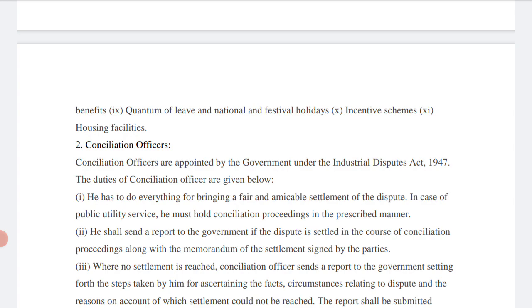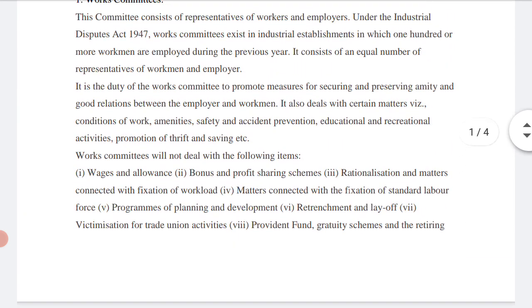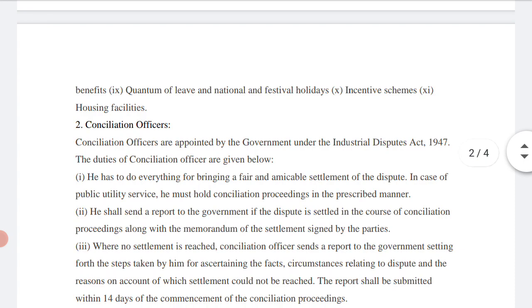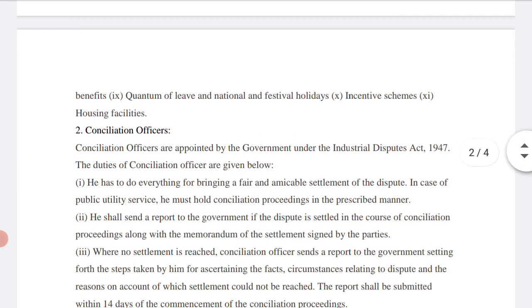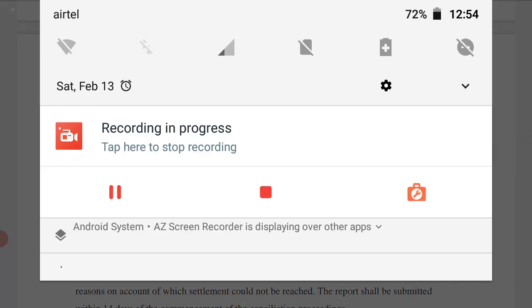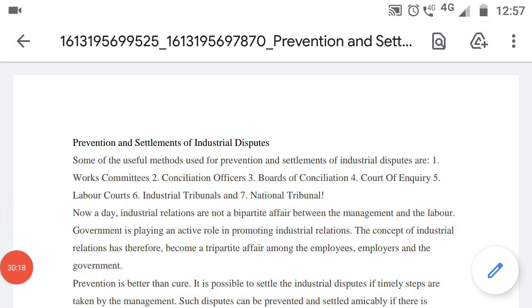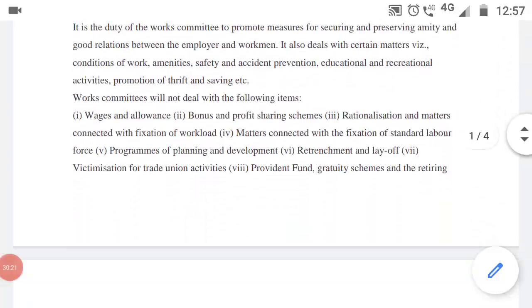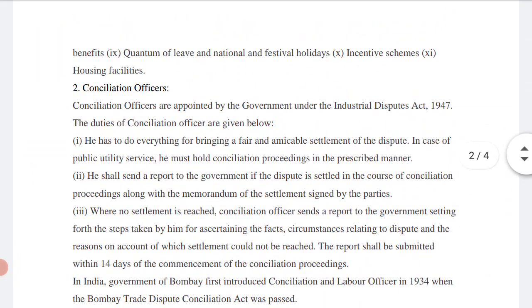Okay, then what is included? See, some of the facilities, conditions of work which are very much needed, they are included. Okay. Then the second is conciliation officer. Okay, conciliation officers. Who are these officers? Okay, conciliation officers are appointed by government under the Industrial Dispute Act 1947.